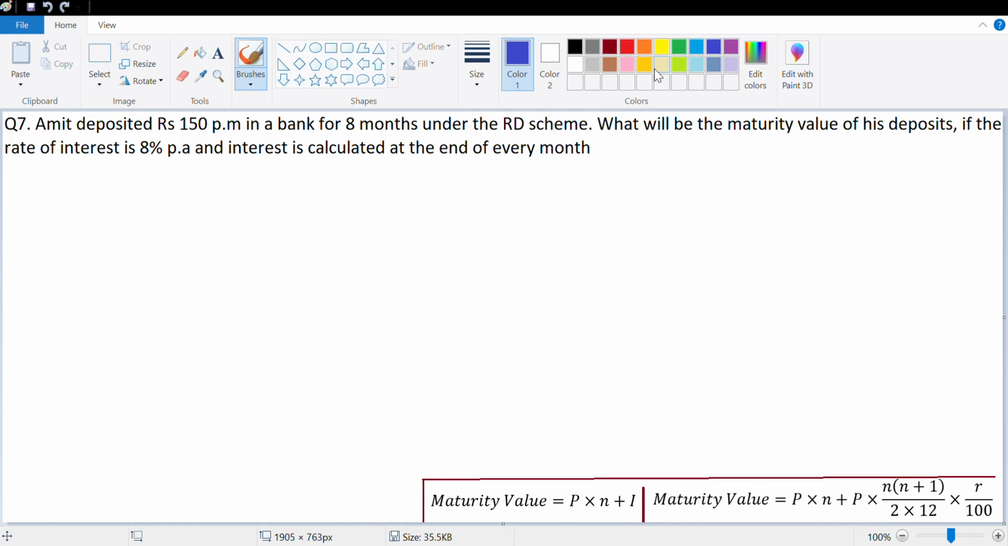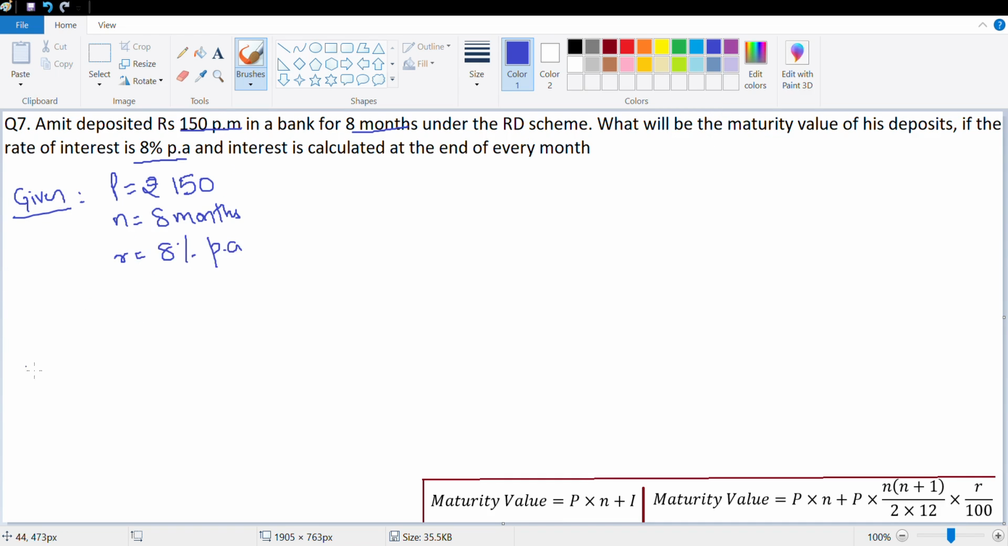Amit deposited rupees 150 per month in a bank for 8 months. Under the RD scheme, what will be the maturity value of the deposit if the rate of interest is 8% and interest is calculated at the end of every month? So what is given is P is equal to rupees 150, N is equal to 8 months, and R is equal to 8% per annum. We need to calculate the maturity value.